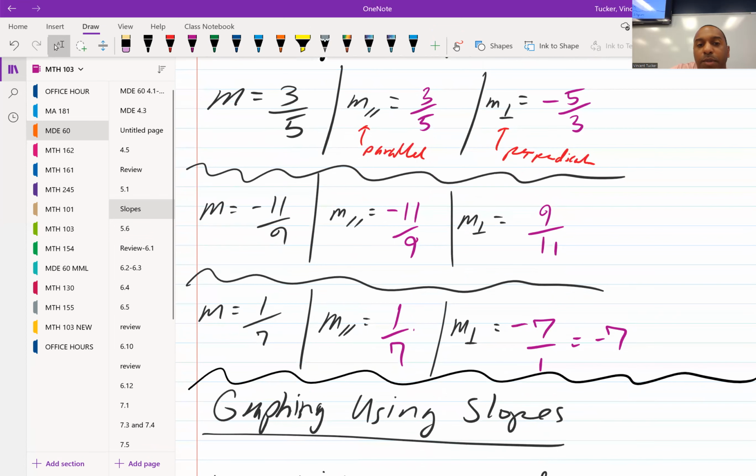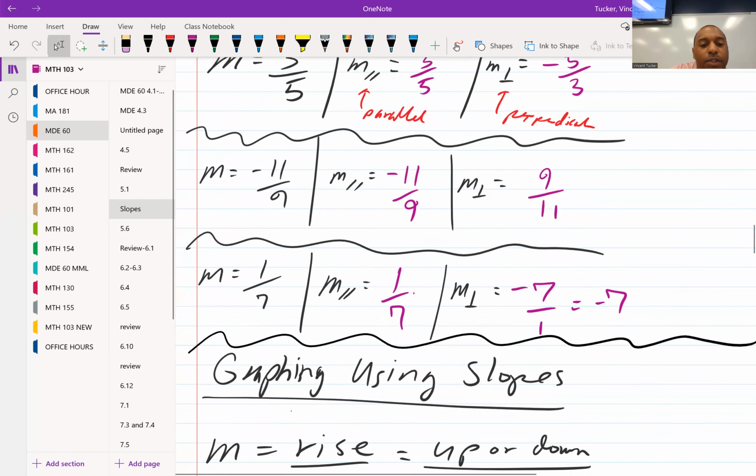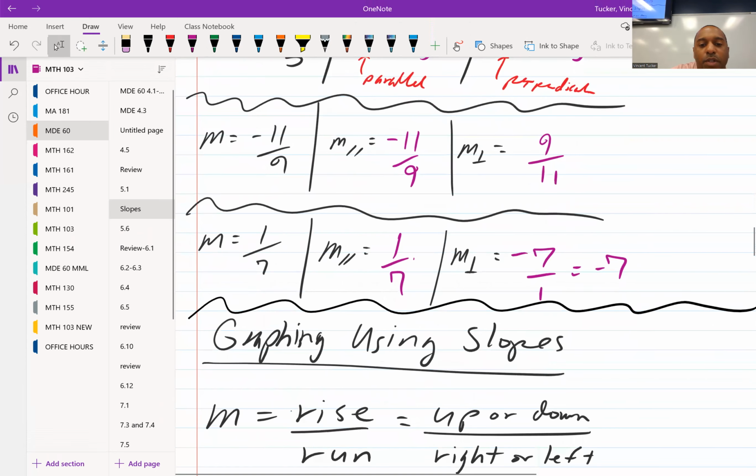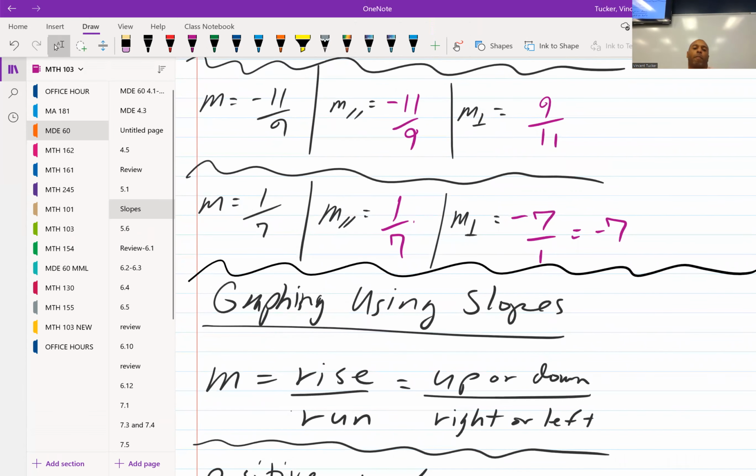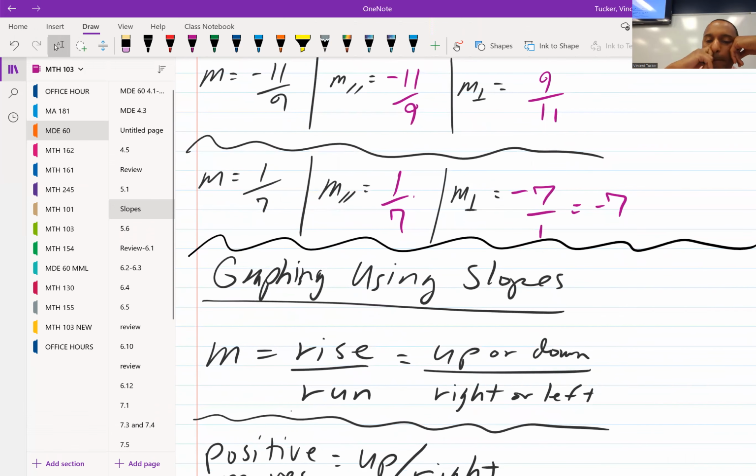All right, the last piece to this slope usage. So we're okay, scrolling up. Remember I said in the last part of your slope relationship, we have rise over run. So we will use that in order to help us graph using our slopes. Your rise means the up or down movement. Your run is right or left.